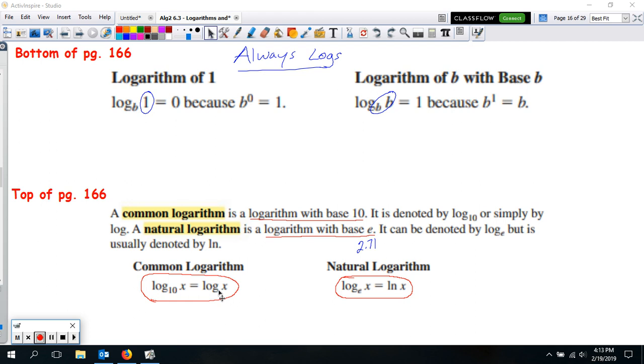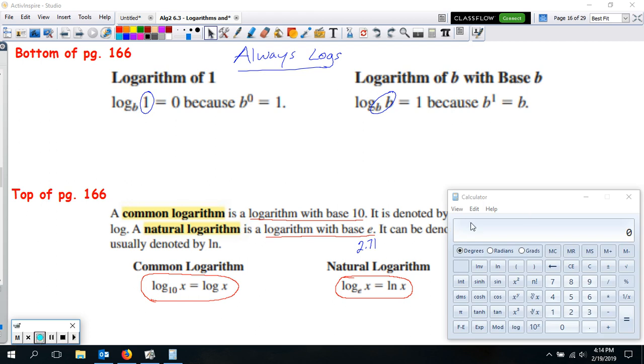We just write log. And then the natural logarithm is a logarithm with base e. That's that 2.71 or 2.72 number. We want to write this down next to the natural logarithm: log base e of x is equal to ln x. Here's how we notate the natural logarithm. It's kind of backwards. It looks like natural logarithm would be nl, but it's notated ln. So it's like log natural. When you see this little ln, it just means it's a logarithm with base e. And these two are actually on the calculator.